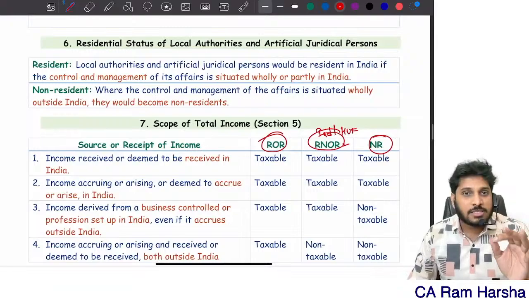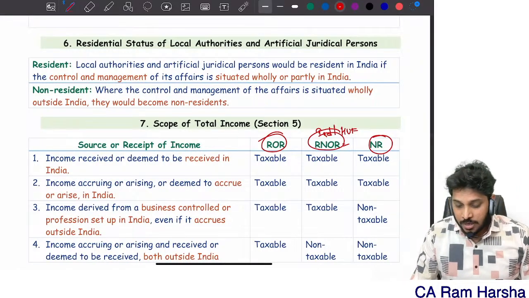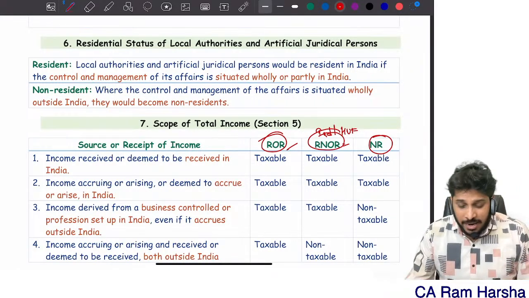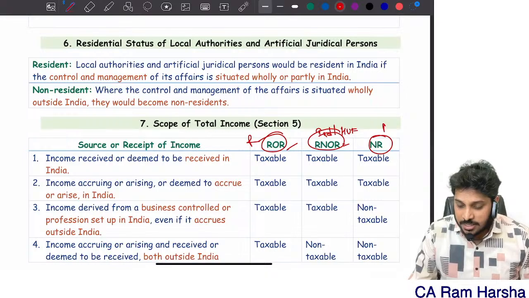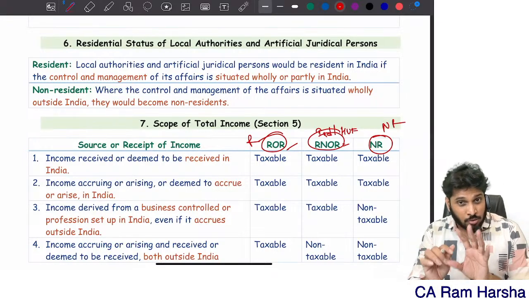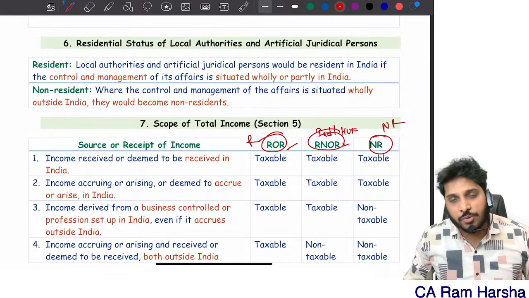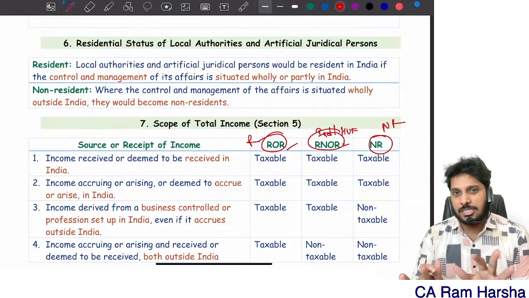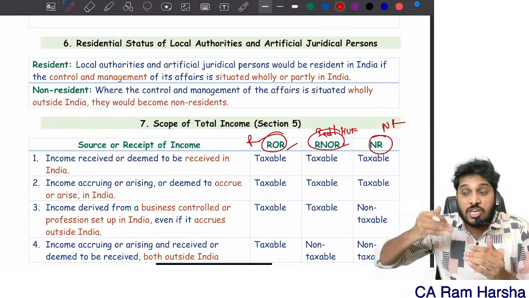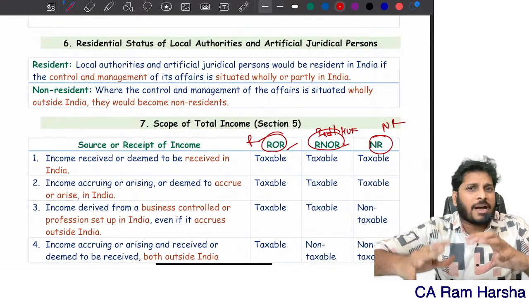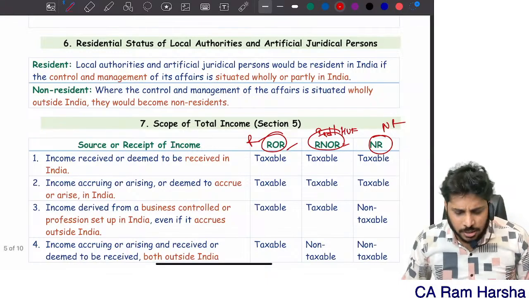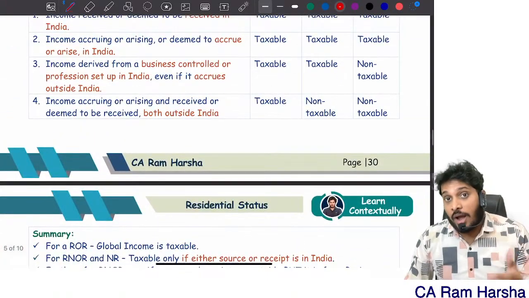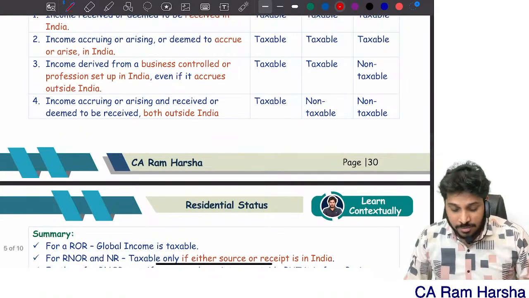This middle column is applicable only for individual and HUF. Remaining all other entities, companies, they are either resident or non-resident. Now, when we are talking about an individual, resident means basic resident. Then we need to check whether he is ordinarily resident or not by some conditions, which we will discuss later. So first let us look at why residential status is important in income tax.